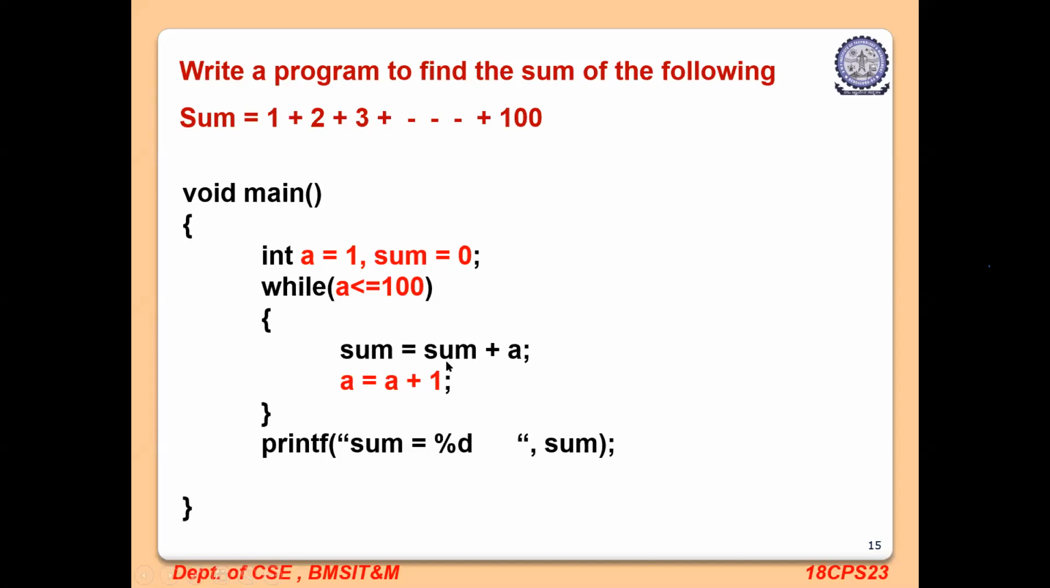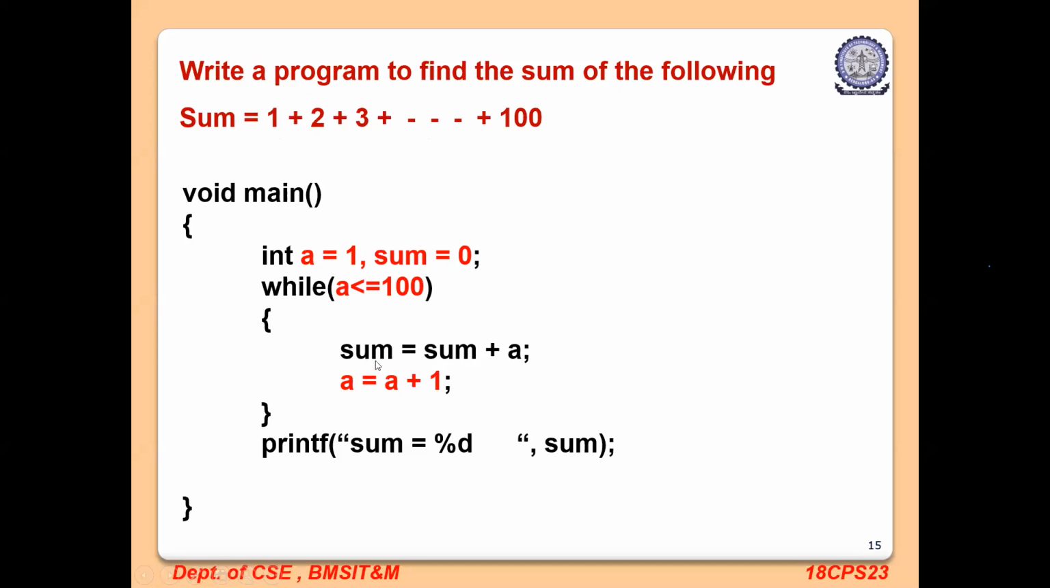So sum was 1 plus 2, now it is 3. So 1 plus 2 plus 3. This continues until A is not 1 to 100. By that time, it would have added 1 to 100 and placed that value into sum.